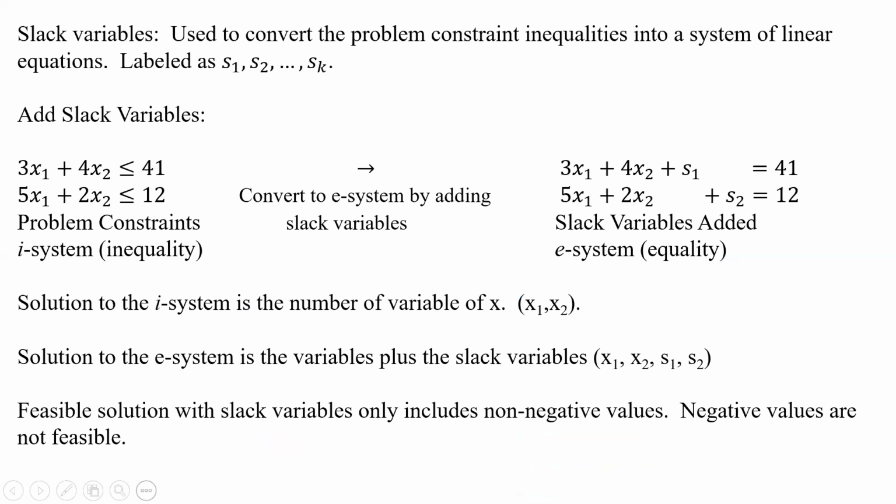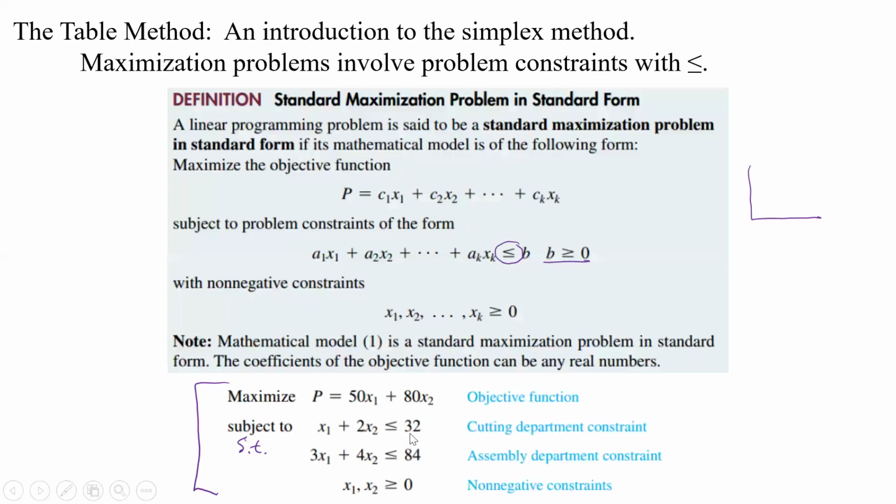Now, we're going to have to add some slack variables. What this is doing is we're using these to convert the problem constraint inequalities, such as over here where we have the less than or equal to, into a linear system of equations where we have the equality. So we're going from the inequality to the equality, and basically we're converting the I system to the E system by adding slack variables. The I system is the inequality system. These are the actual problem constraints, and again, they could be pulled from anywhere. They could be these two constraints here or whatever they are.